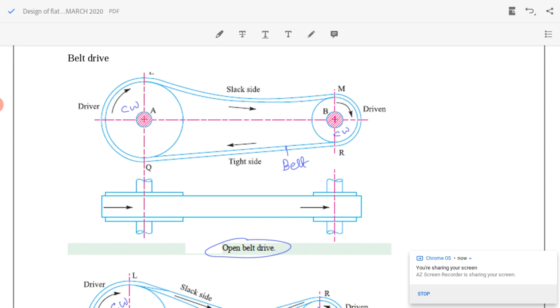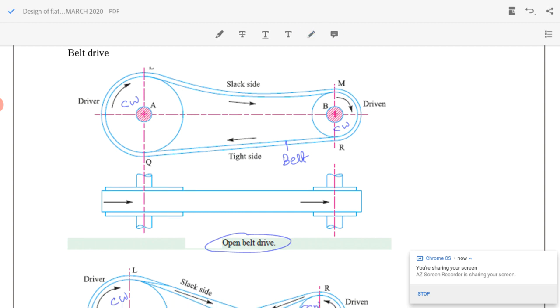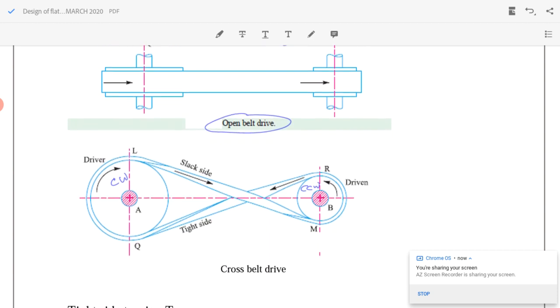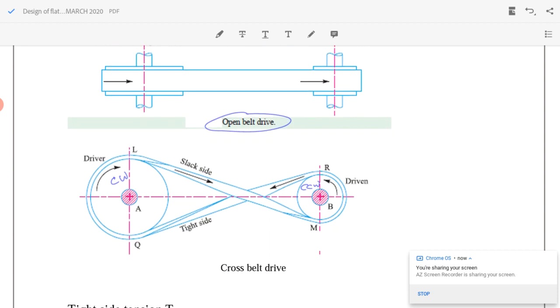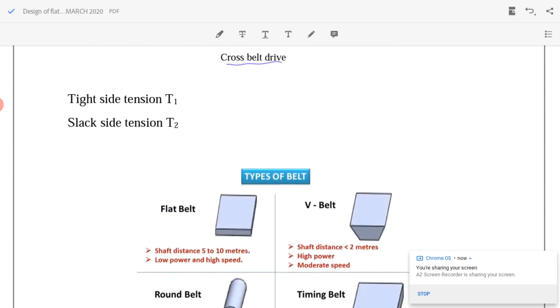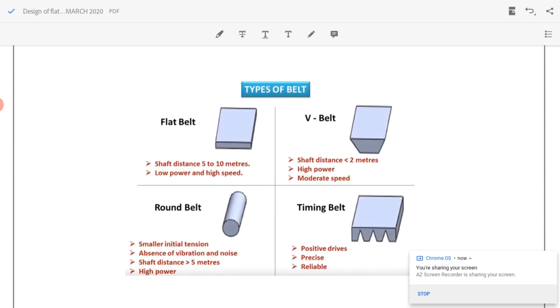We have another type of belt drive in which the driver pulley and driven pulley need to be rotated in different directions. Such a drive is shown in this figure, and this type of drive is called a cross belt drive. Depending upon the distance through which the power has to be transmitted, different types of belts can be used, and they are classified as flat belt, V belt, round belt and timing belt.